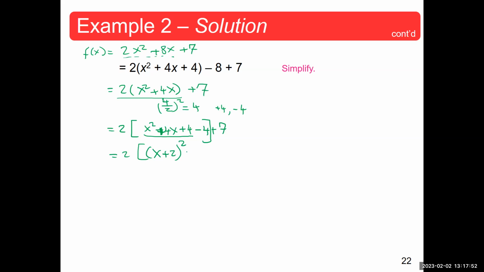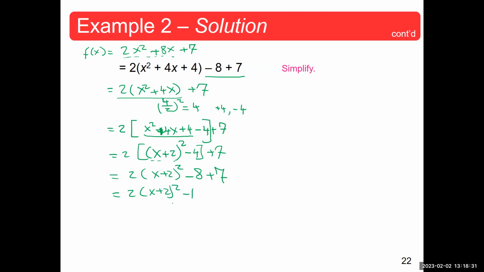So this is 1 minus 4 plus 7. Now we move the 2 to the inside: x plus 2 power minus 8 plus 7. So we remove the big bracket by multiplying by the 2. We have multiplied this by 2 and this by 2, and you can see we got the same thing as in here. Now 2 times (x plus 2) squared minus 1.